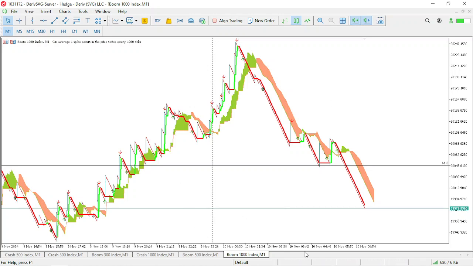So when it's under the cloud, it's maybe more of a higher time frame trade to catch that reversal point. Then when it's above the cloud, it's a continuation of a trade.